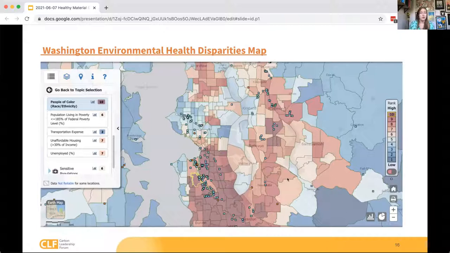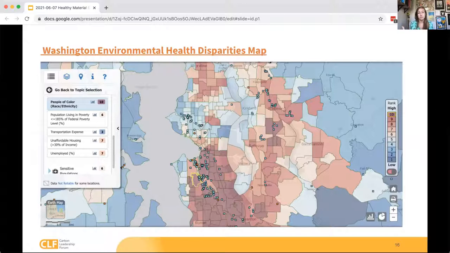So this one I've specifically filtered for race or ethnicity, with the darker red being the higher percentage of people of color and blue being whiter areas. And the dots here are toxic facilities that have toxic releases into the environment and Superfund priority sites. So both of these are areas where there are toxic emissions, things like CO2 or ozone, but also other toxic releases. There's a huge list of chemicals that they track.